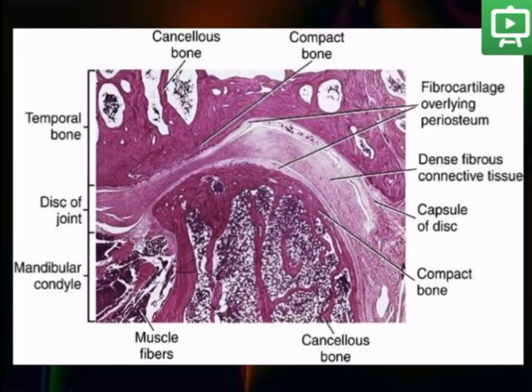We can hardly see the superior and inferior cavities around the disc. Anteriorly, you see the attachment of the lateral pterygoid muscle head.